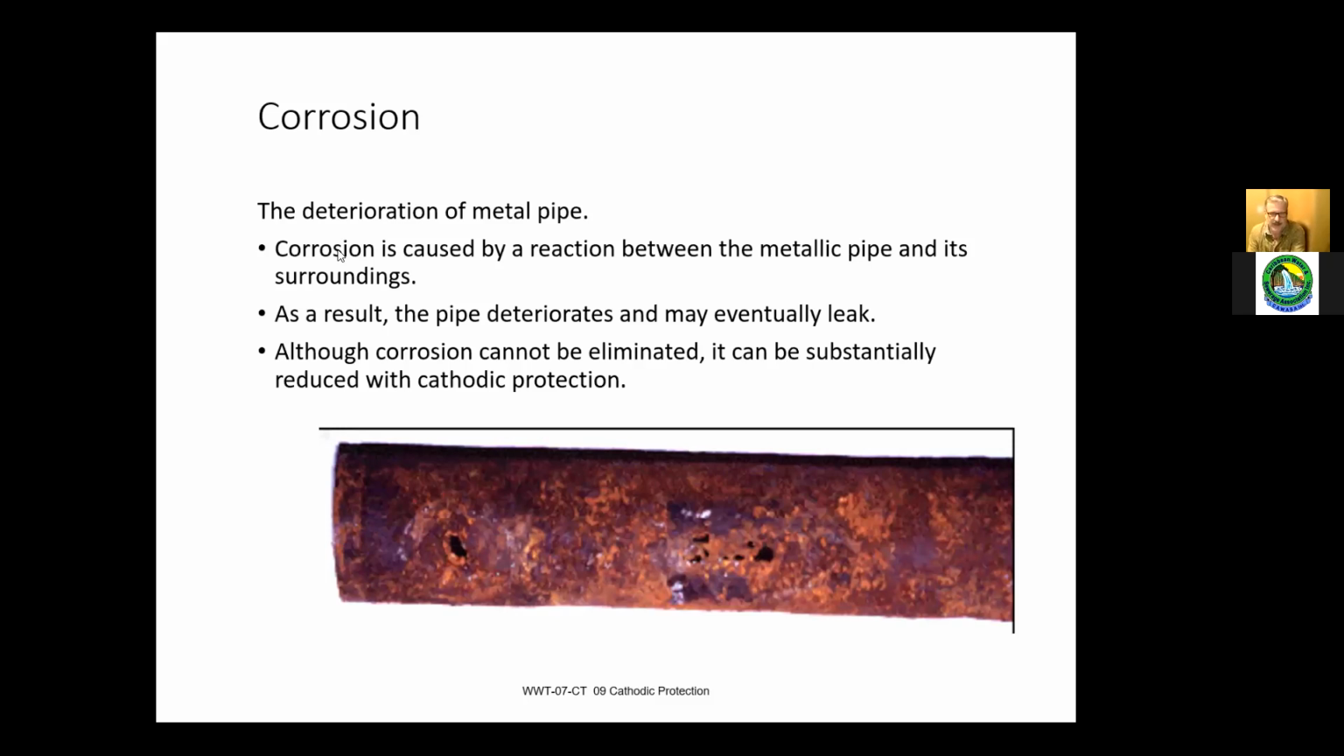it's designed to protect your piping. All right, so corrosion is caused by a reaction between metallic pipe and its surroundings. So basically the pipes in the ground, what's in the ground causes the pipe to rust. Now, with cathodic protection, you wouldn't be able to necessarily eliminate all of that corrosion, but you can definitely reduce it by a substantial factor.